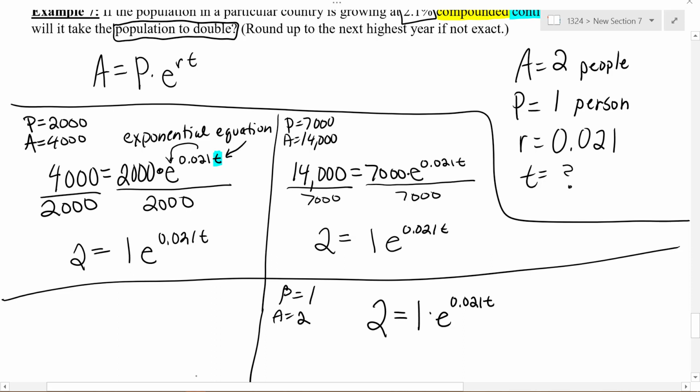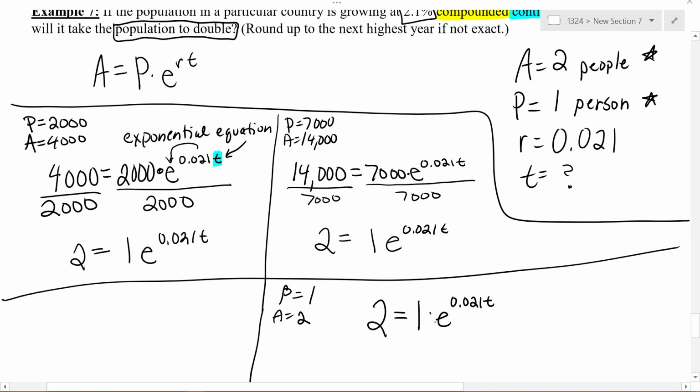So what we've just seen is that it doesn't matter what your original population is and what your future population is. If it doubles, all you really need to figure out is how long it takes one person to double to be 2 people. And the answer is going to be the same no matter what A value and P value you use, because when you do that first step of solving an exponential equation, all of them are going to give you exactly the same result. So it doesn't matter. You can pick which one you want.